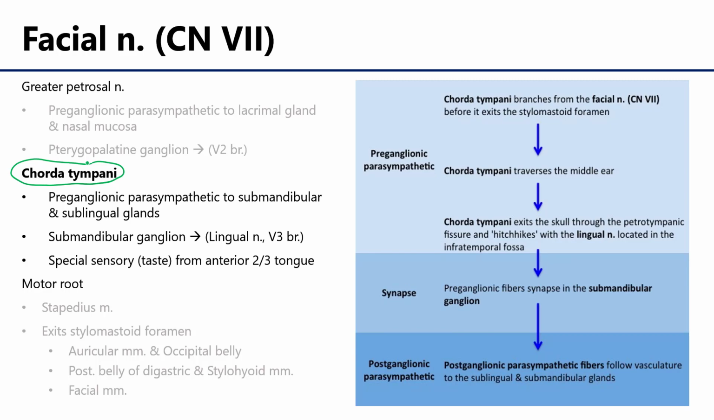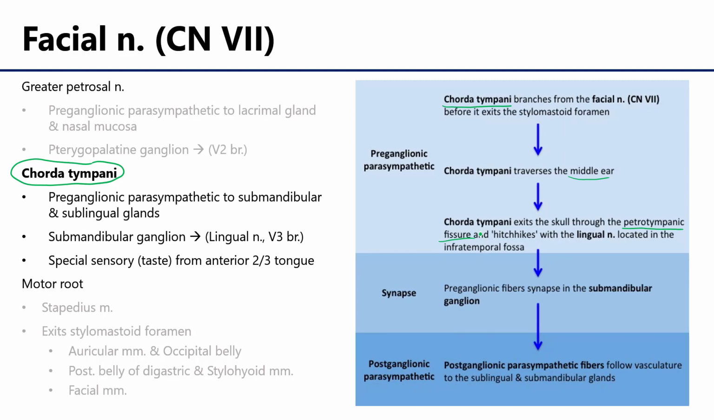So within the osseous canal of the facial nerve, within the temporal bone, chorda tympani branches off. Chorda tympani are preganglionic parasympathetic fibers. Tympani is going to traverse the space of the middle ear, as we'll see, insinuating itself between ossicles. It's then going to exit the skull through a specialized opening known as the petrotympanic fissure, and it's going to join up with the lingual nerve within the infratemporal fossa.